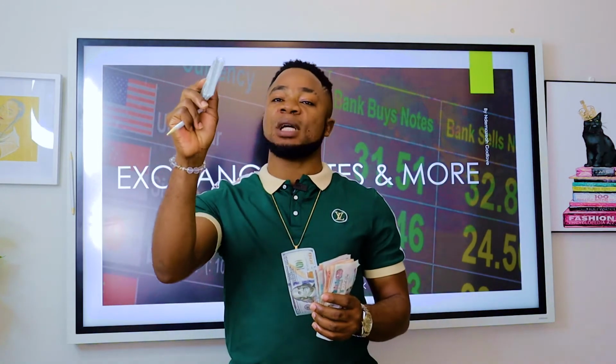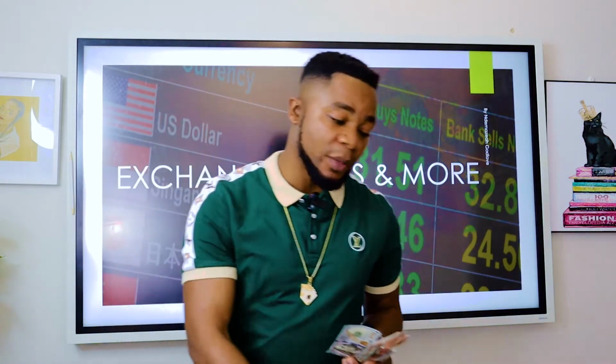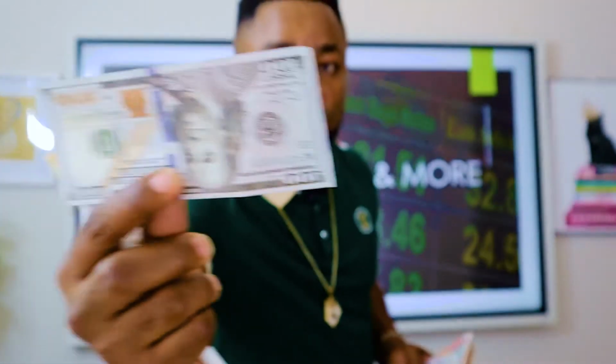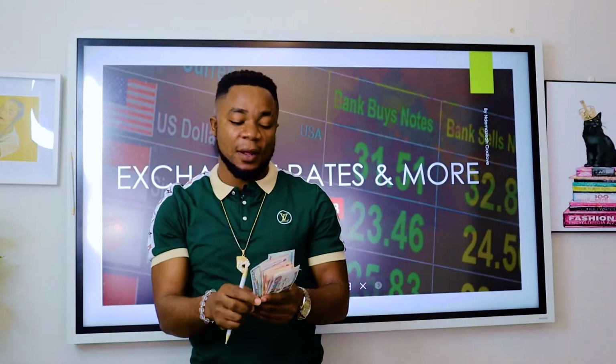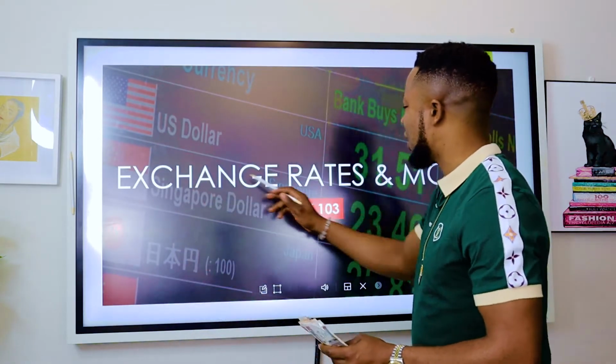And anytime we want to travel, I get this so that I'll be able to easily do my transactions. So here we have the United States dollar. You can see, that's the United States dollar right there. All right. Each of these particular currencies has something which is very unique, which is called the exchange rate.